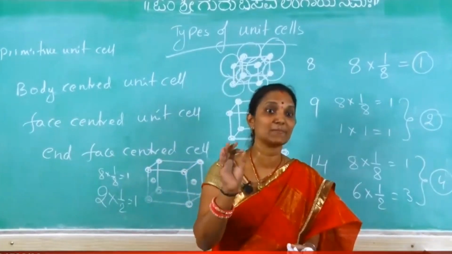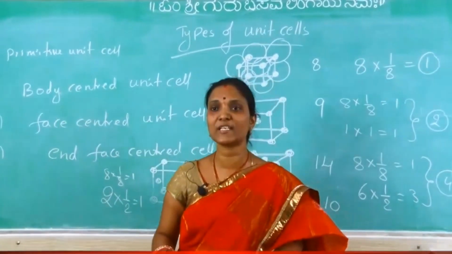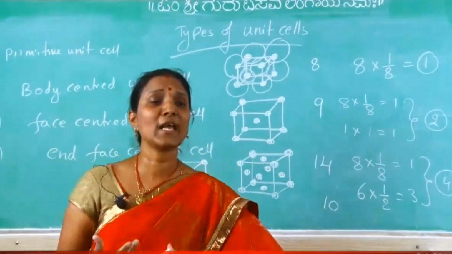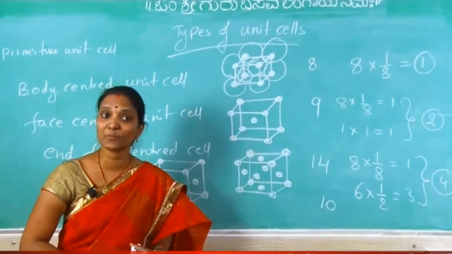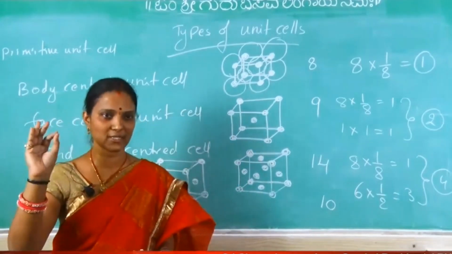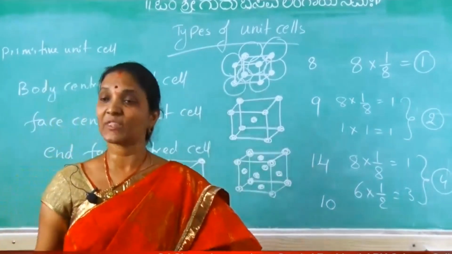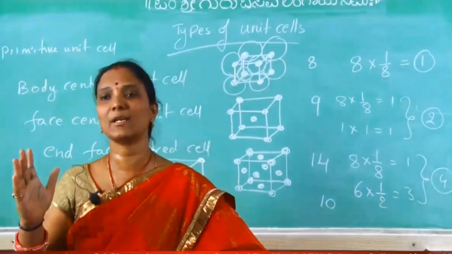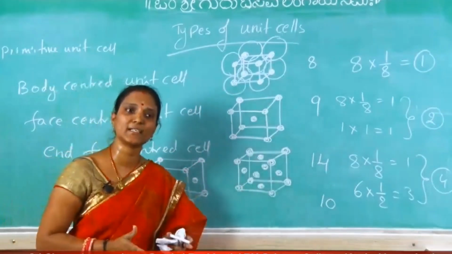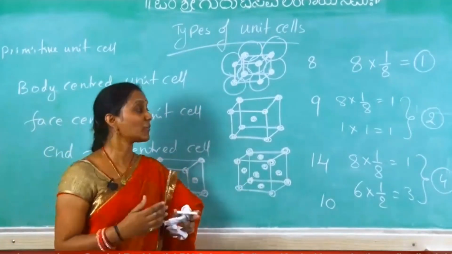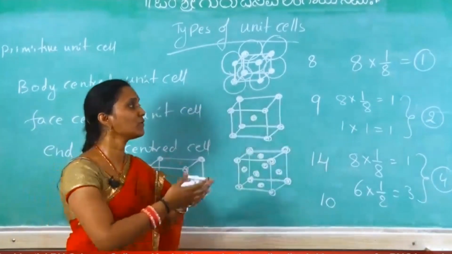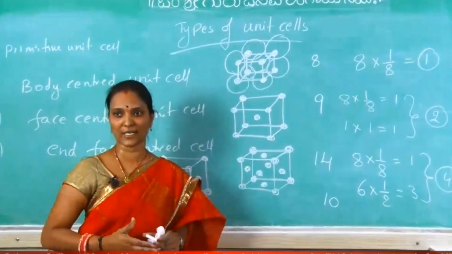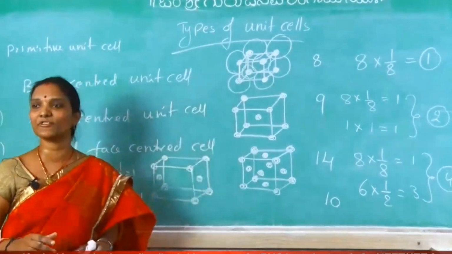How many particles are present in FCC? Now the question is particles. How many particles are present? 4 particles. How to calculate this number of particles? Based on contribution. What is that contribution? If the particle position is corner, 1 by 8. The position is edge center, 1 by 4. The position is face center, 1 by 2. The position is body center, 1. Okay. Based on this contribution, we have to calculate the number of particles. It is the calculation of number of particles.